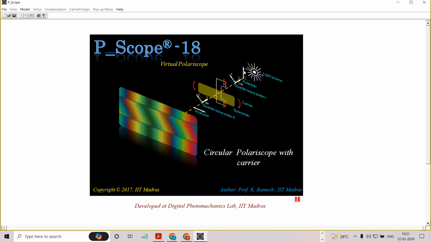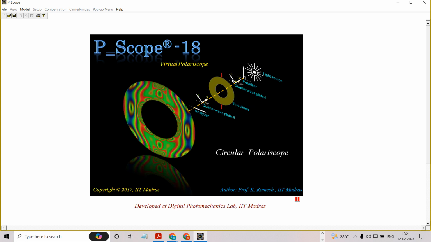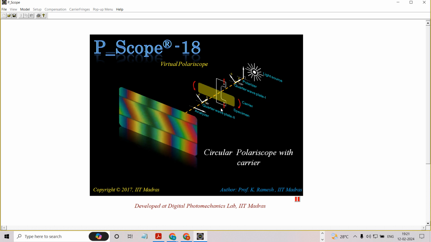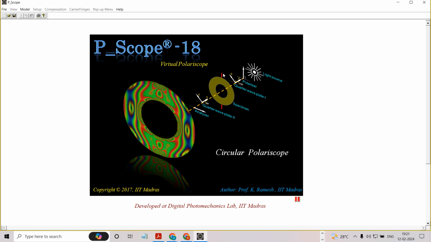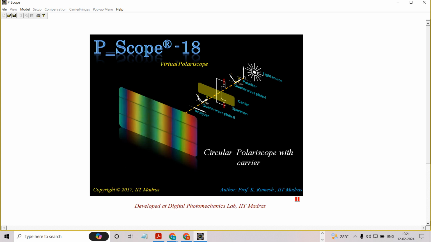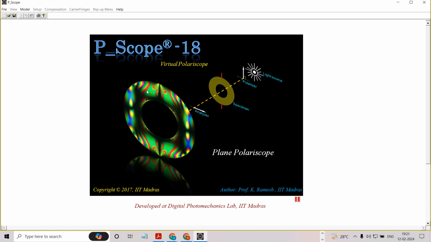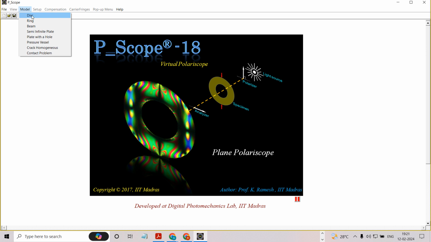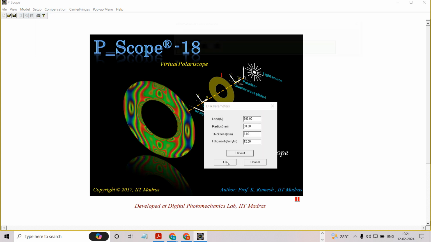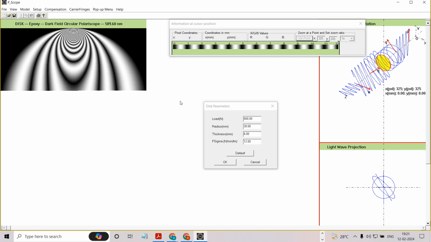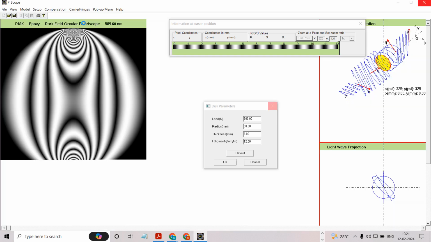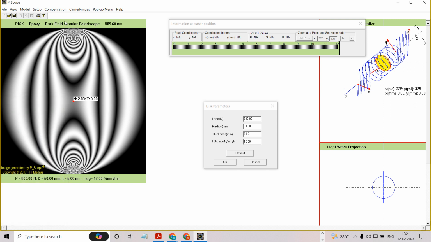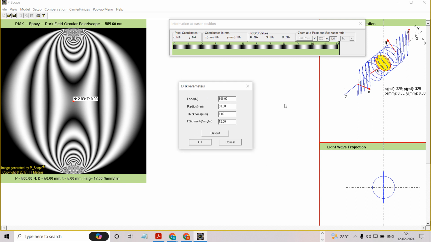We can see there is a light source, a polarizer, and a quarter wave plate here, and we have a specimen which is loaded. After which we have a quarter wave plate again and then an analyzer. And this is the output we see in the form of fringe patterns. Let me show one problem, for example, a disk under diametral compression. Whatever we see on the left side is the output that I observe after the analyzer.